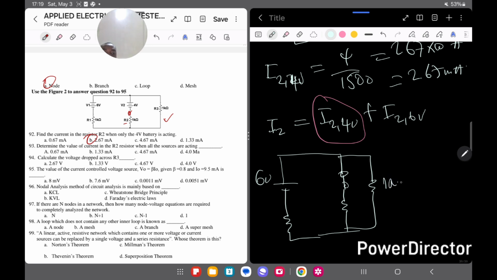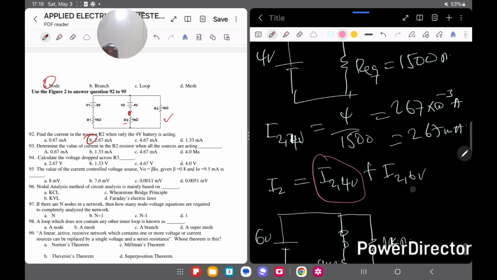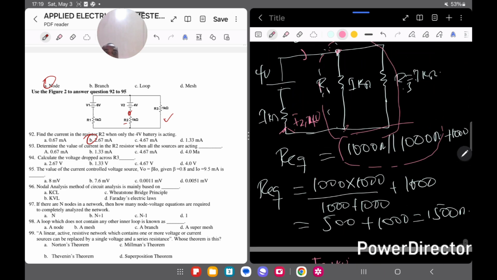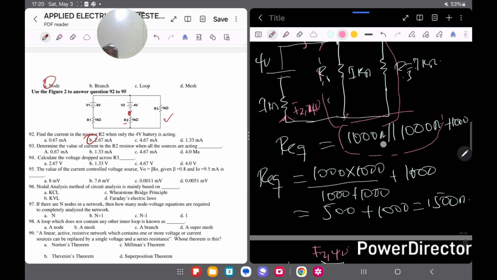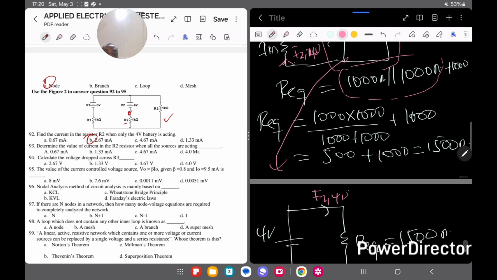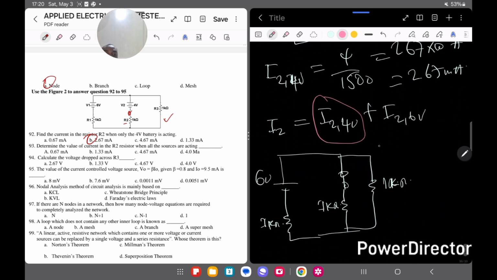This is 1 kilo ohm, here's another 1 kilo ohm, another 1 kilo ohm. So we now have this kind of circuit diagram. You can see that if you compare this circuit diagram to the first one that we did, they're kind of similar. But the difference is now just the 6 volts. If you compare this to this one here, the difference is just the 6 volts.